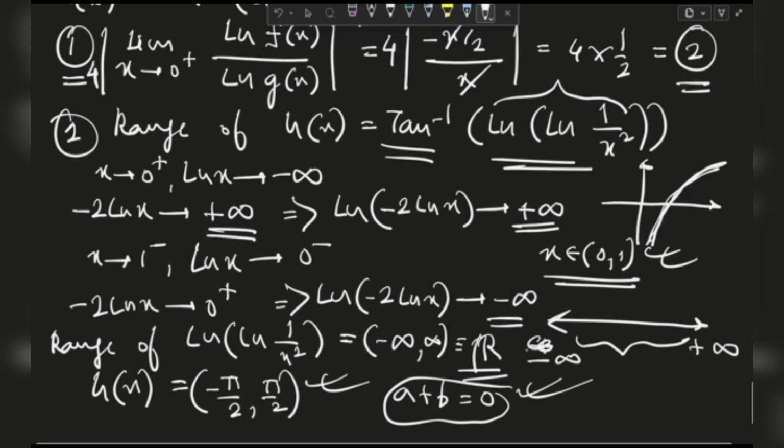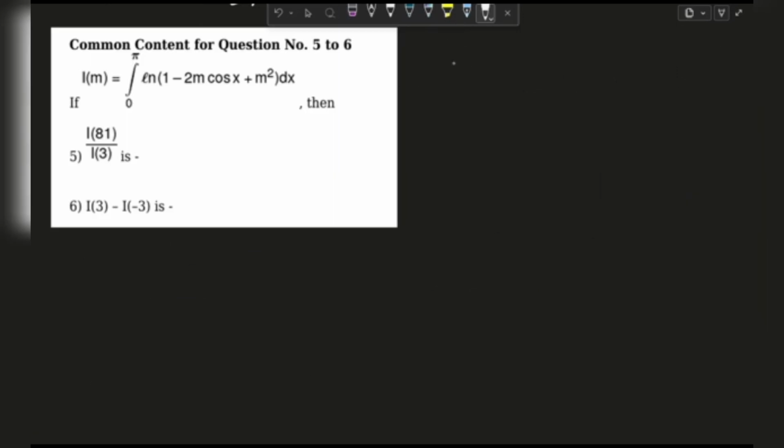I hope this was a good question, like finding out the range and all. In finding the range for this, we had to study the graph and nature. So this was a good question. I guess now I will proceed to the next question. So here's the next question, guys.